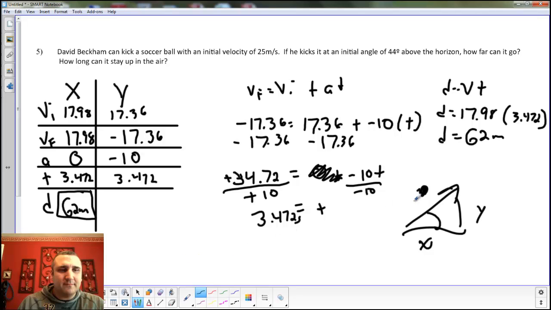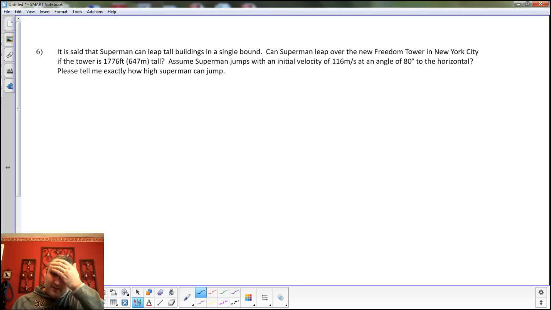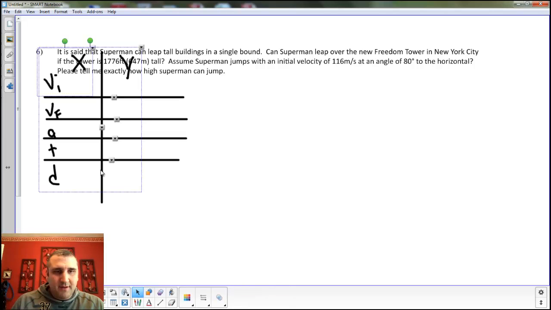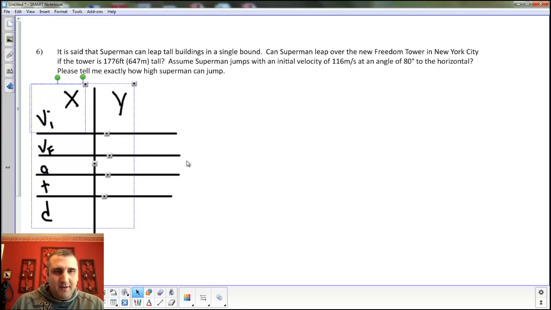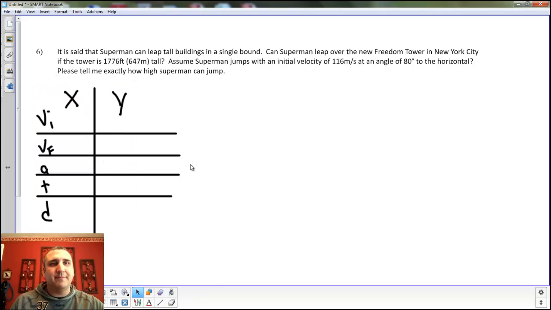Number 6, we're almost there. It's almost done, and hopefully this isn't too long and boring on a Saturday or Sunday for you. Let's start out with Superman. I love this problem. I love Superman, but I like this problem anyway. It says that Superman can leap tall buildings in a single bound. Can Superman leap over the new Freedom Tower in New York City if the tower is 1,776 feet, which doesn't do us any good because we don't know anything about feet, but I also tell you it's 647 meters tall.